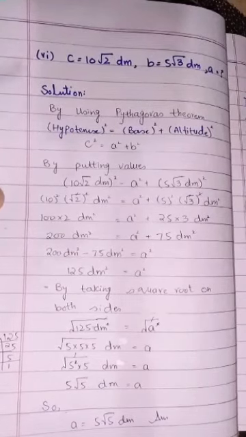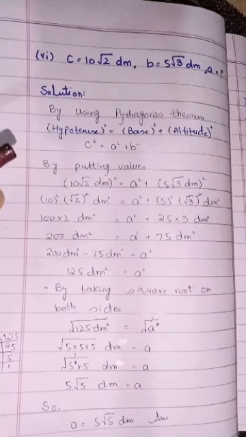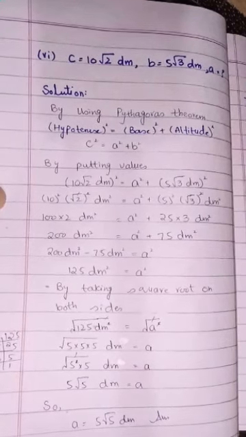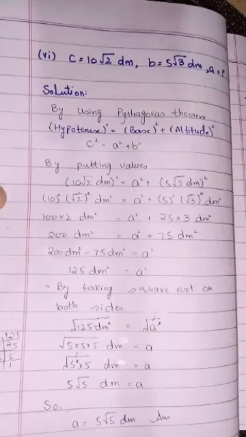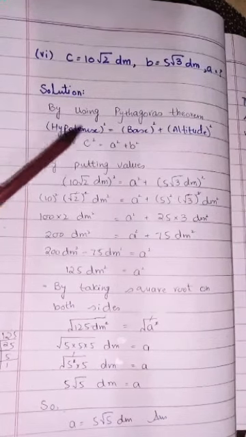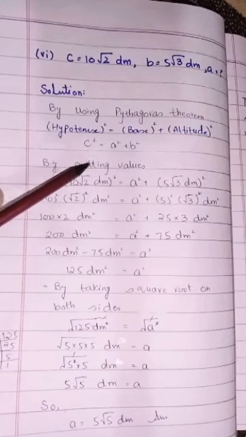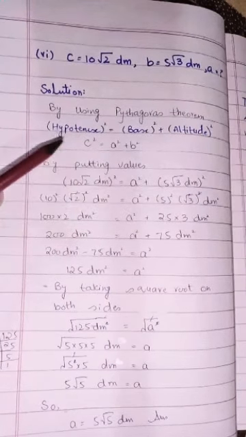C is equal to 10 square root 2 dm. Dm means decimeter. B is equal to 5 square root 3 dm, and a is equal to unknown to us. We have to find out the value of a by using our Pythagoras theorem. Let's begin our solution by using Pythagoras theorem. Hypotenuse square is equal to base square plus altitude square. C square is equal to a square plus b square.